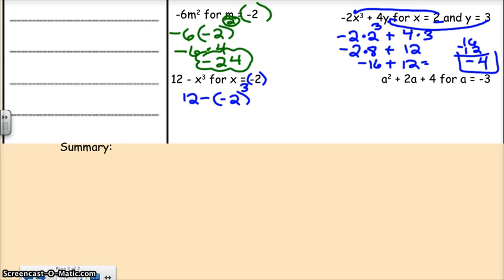So the negative's inside the parentheses. I have an odd power, so I know it's going to be a negative. And 2 cubed is 8. This turns into 12 plus 8, which is 20.